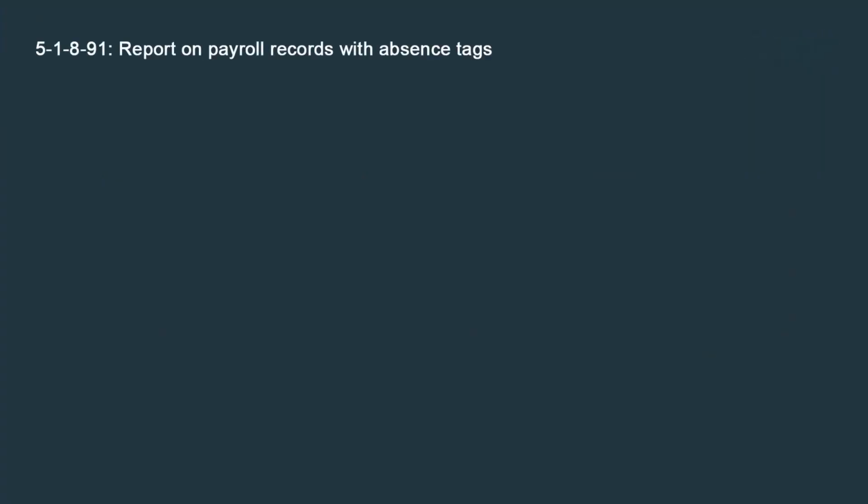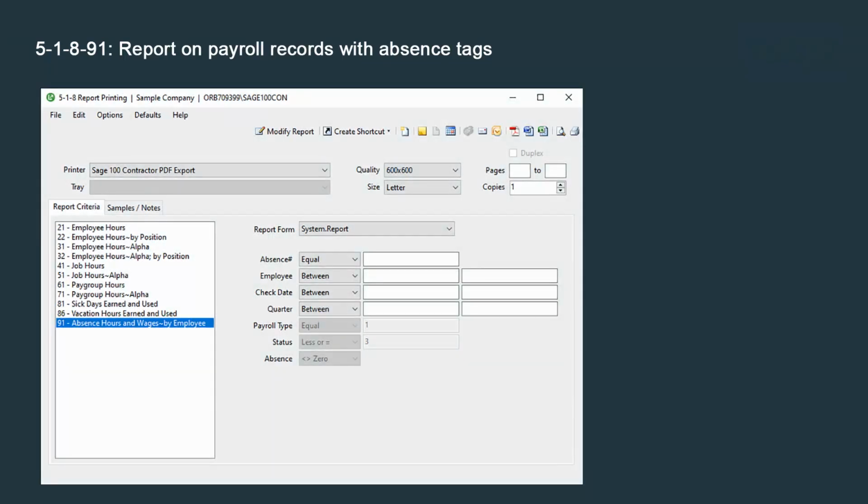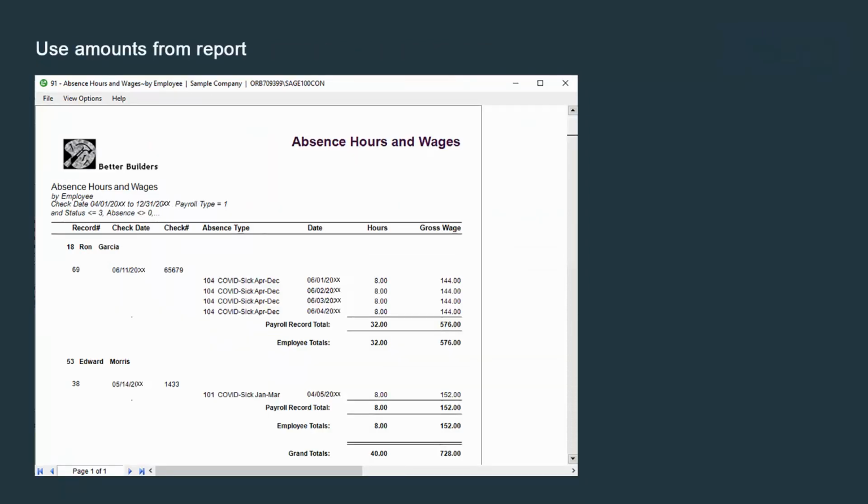When you're ready to report this information on W-2s or Form 941, print the absence hours and wages by employee report. You can print this report from the 518 Hours Reports menu as Report 91. Enter either a quarter range or a check date range. To generate amounts for the W-2s, use a range that includes the entire year. Validate the information looks correct before you continue. Now that you have the printout, you'll be ready to prepare W-2s.